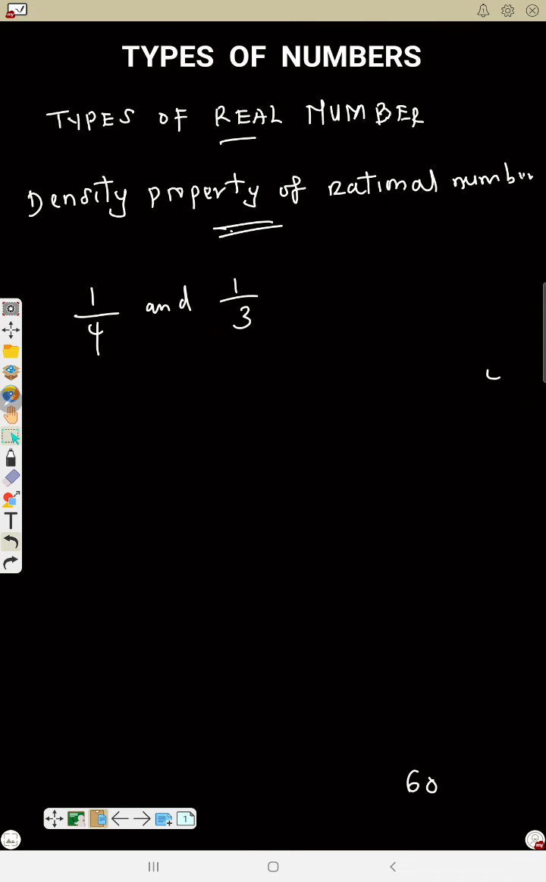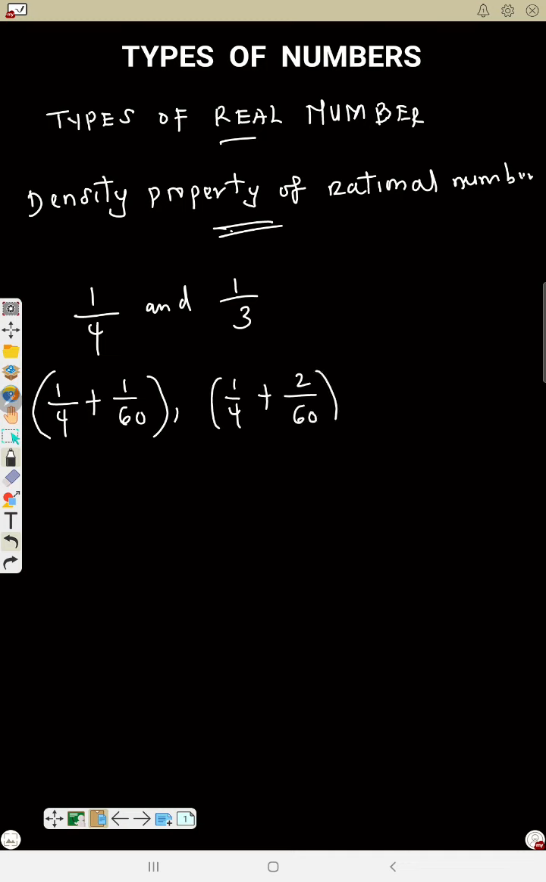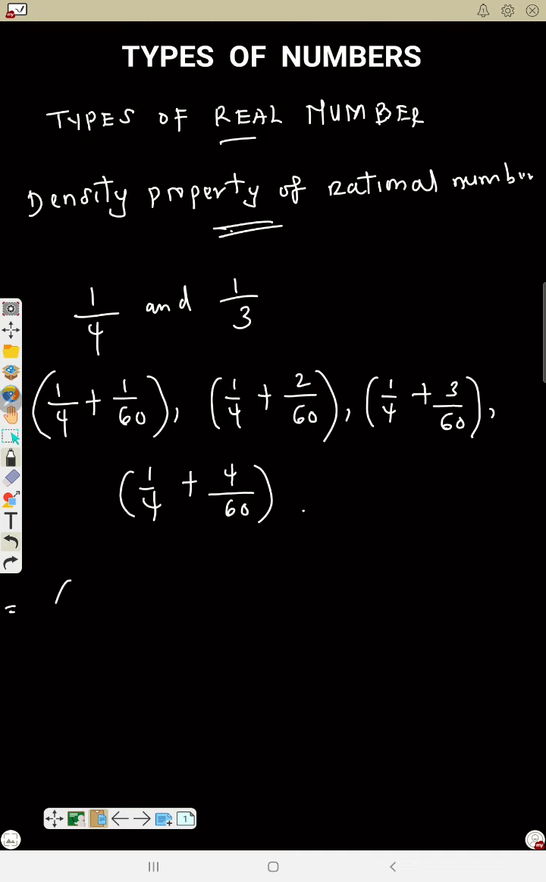So take note. The 4 rational numbers between 1 over 4 and 1 over 3 now are 1 over 4 plus 1 over 60, 1 over 4 plus 2 over 60, 1 over 4 plus 3 over 60, that is the generalized formula, 1 over 4 plus 4 over 60. So these are the 4 rational numbers. You can find the LCM of everything. You will notice the LCM is 60.